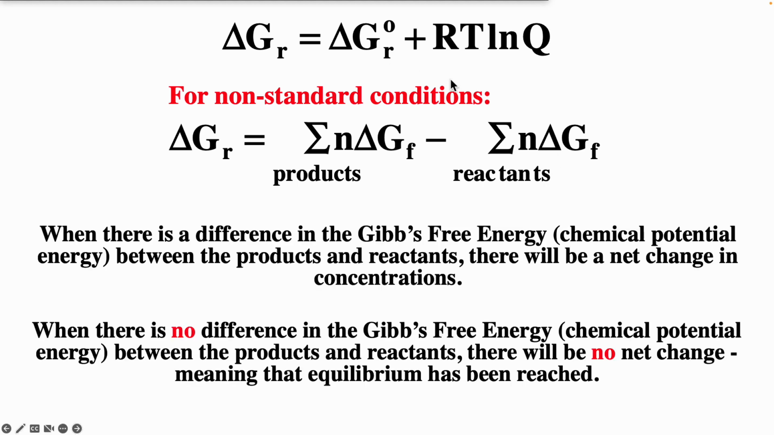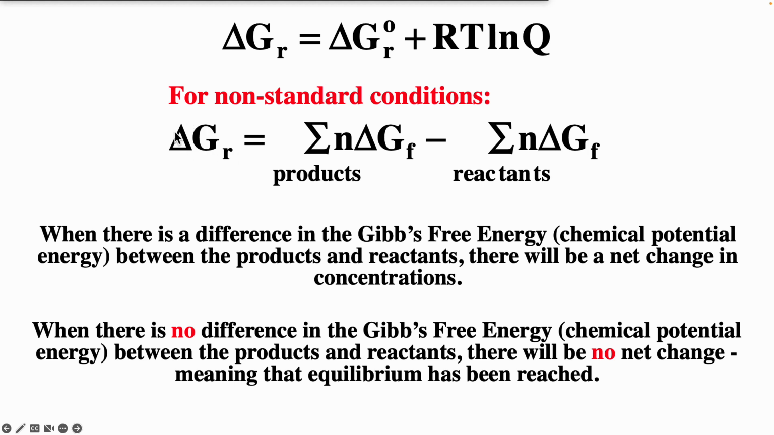As the reaction proceeds, we'd be doing non-standard delta G. And so if there's a difference in the Gibbs free energy, which is again chemical potential energy, between products and reactants, then there will be a net change in the concentration. If delta G is equal to 0, it's at equilibrium. If delta G is not equal to 0, again, it's the slope.